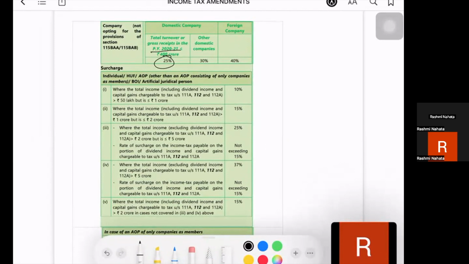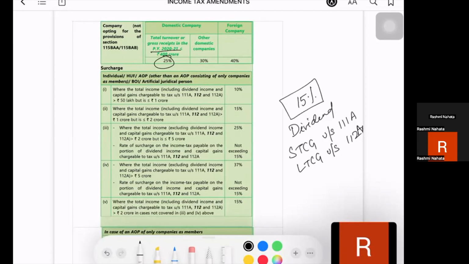As far as surcharge is concerned, there is no change in terms of tax rate. It is still the same. But earlier, the maximum surcharge that could be charged used to be 15% in respect of income coming from share market. So we used to call it dividend income, short-term capital gain under section 111A on equity shares and others, and long-term capital gain under section 112A. So this used to be the basic surcharge limit. The maximum could be only 15%.